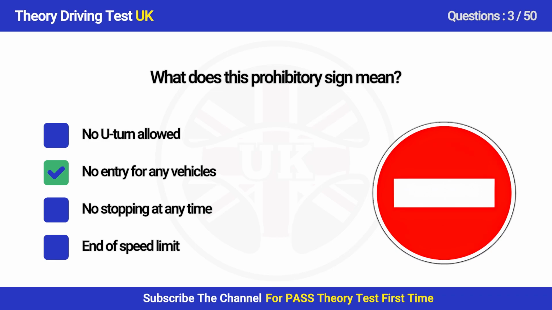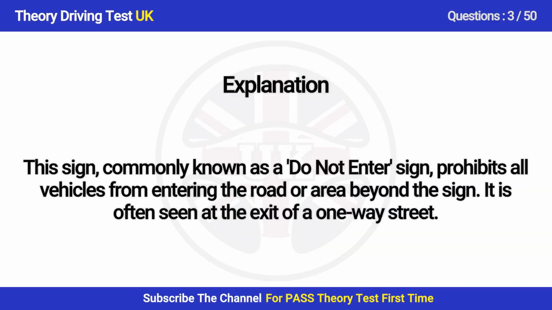Answer is B. No entry for any vehicles. This sign, commonly known as a do not enter sign, prohibits all vehicles from entering the road or area beyond the sign. It is often seen at the exit of a one-way street.